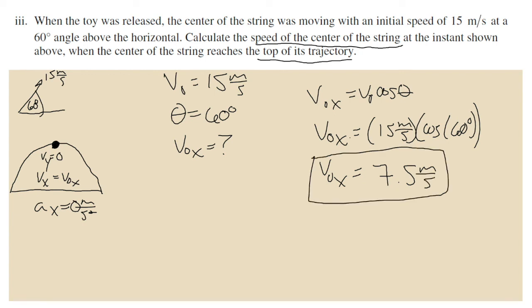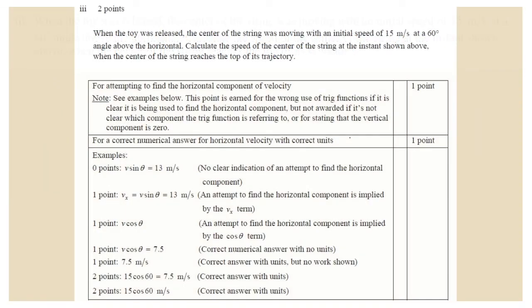That's it. Now I'm just going to skip directly to the next slide here because the scoring guide shows this. They give you 1 point for attempting to find the horizontal component of the velocity. This is crazy that they even give a point for this. The point is earned for the wrong use of trig functions if it is being clear that it is being used to find the horizontal component.